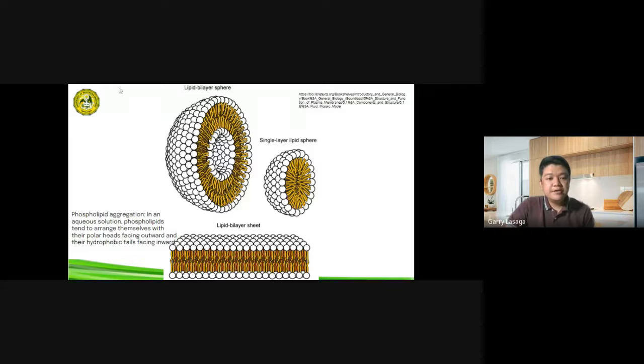So these are the other aggregations, phospholipid aggregations that can form whenever the phospholipids are subjected into an aqueous solution. So for example, phospholipids can form into a micelle or it can form into a liposome, depending on the location in the body.